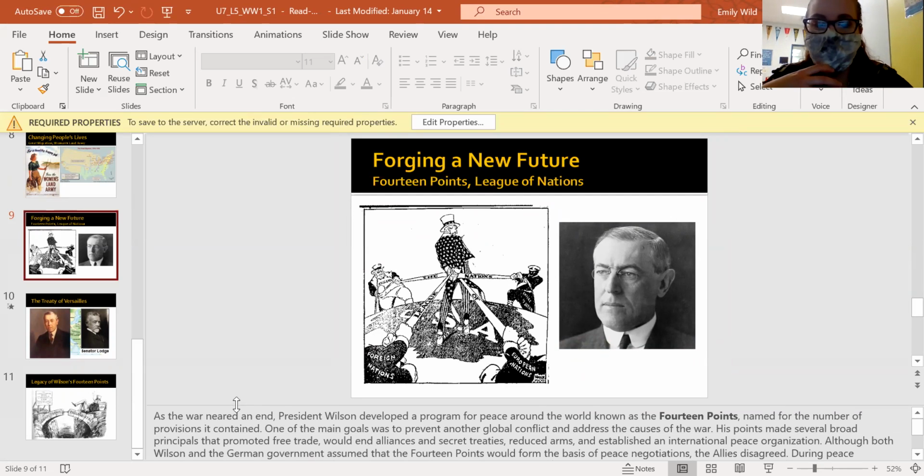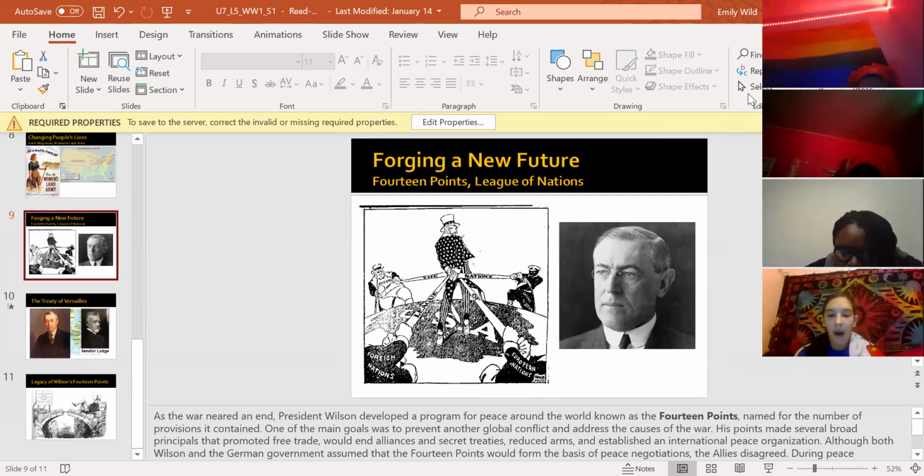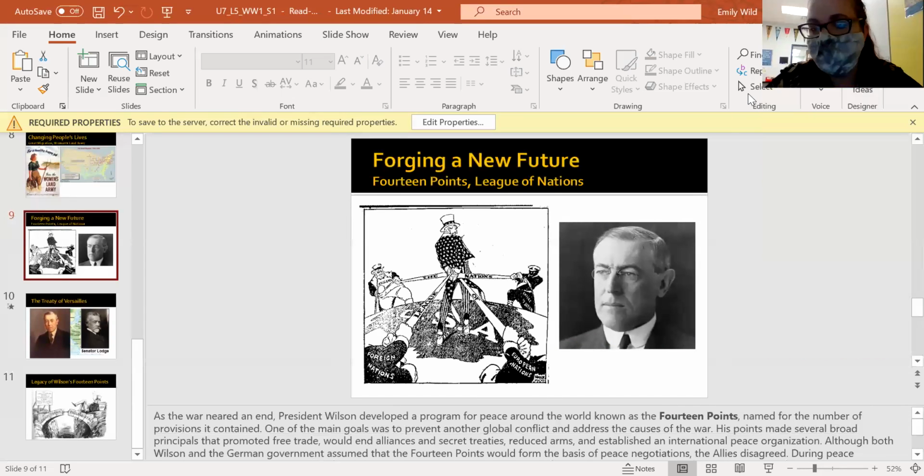As the end of the war was in sight, the different countries involved had to decide what peace looked like. What decisions are they going to make to keep the United States involved as a political power? Do they go back to being isolationists? Like, what do they do? And President Wilson had a plan known as the 14 points. So again, the 14 points is President Wilson's plan.